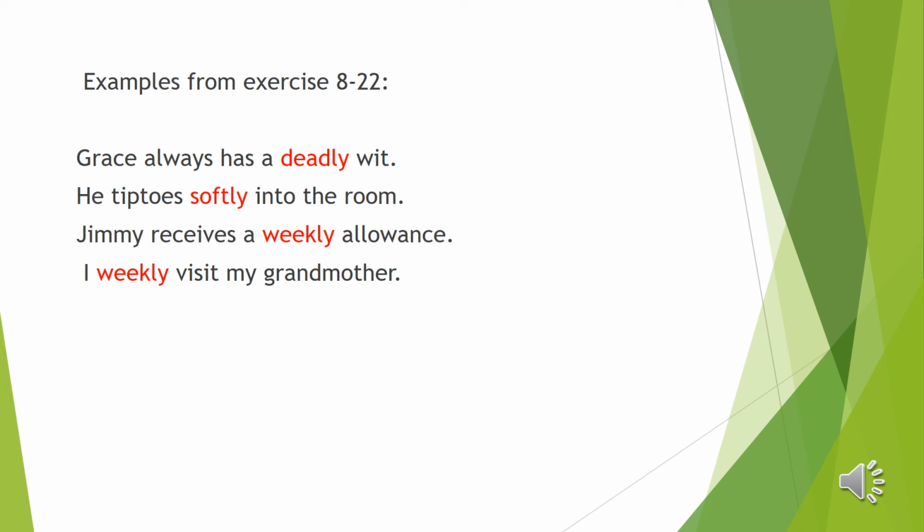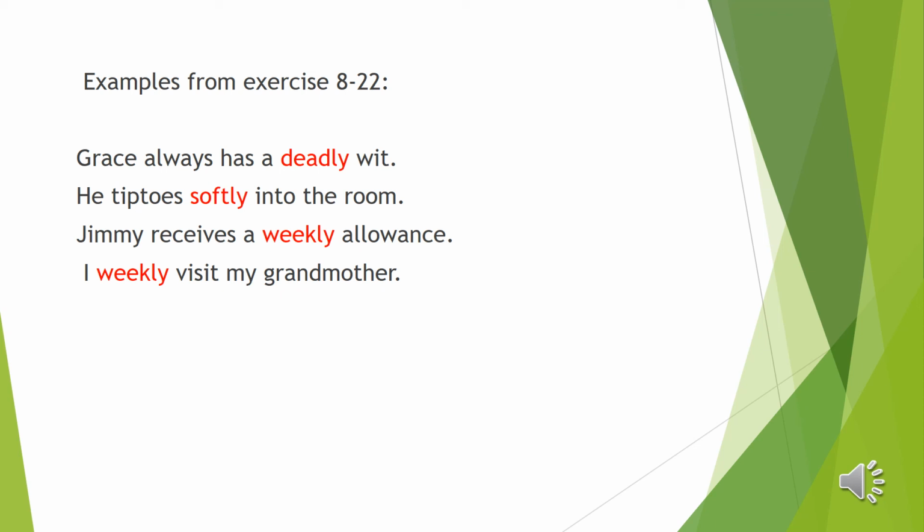In the second example, he tiptoes softly into the room. Softly is the ly form. In this sentence, softly is an adverb because it describes the verb. How does he tiptoe? He tiptoes softly into the room, so we are describing the action. We are describing the action of the verb. That is why softly is an adverb. And because it is an adverb, the ly in softly is ly adverbial, not adjectival.